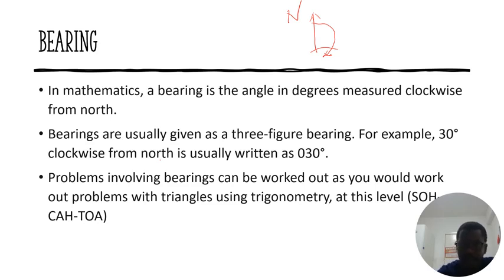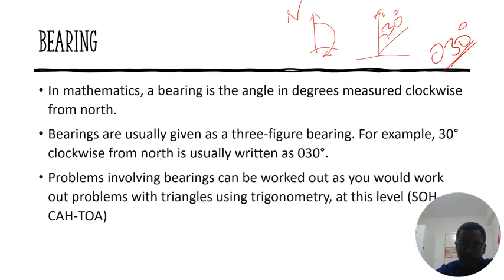For example, you can have an angle of 30 degrees. Let's say that's your north, and you have an angle, let's say that one is 30 degrees. For you to name that into a bearing, you will say it's 0, 3, 0 degrees, because it's going clockwise from there to this side. So this is what we call a bearing.